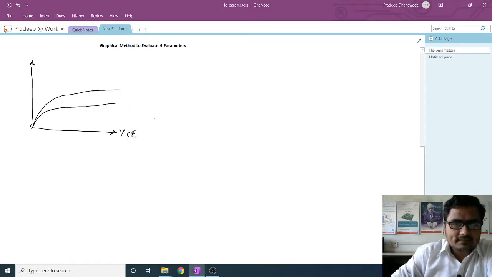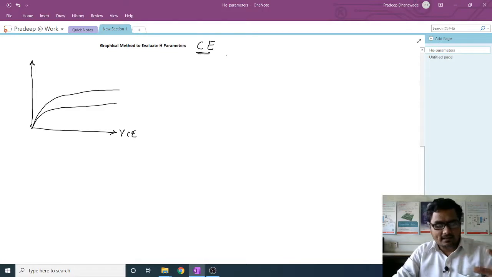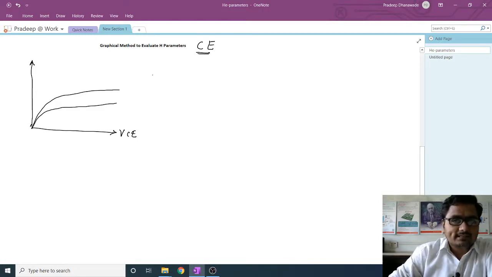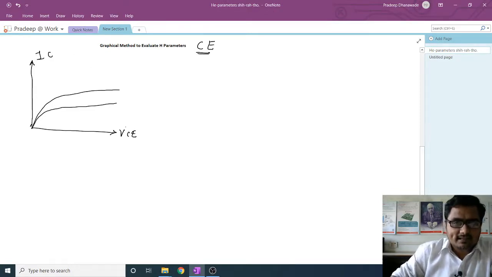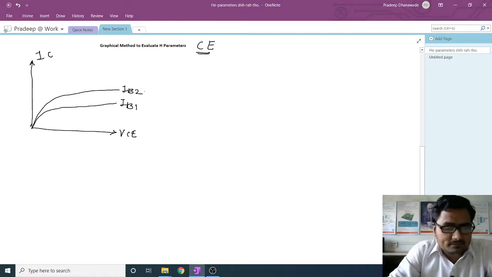VCE. See, we are in common emitter configuration, because I want to calculate HIE, HRE, something like that. So VCE versus IC when IB is constant. So this is a graph of IB1 and IB2.